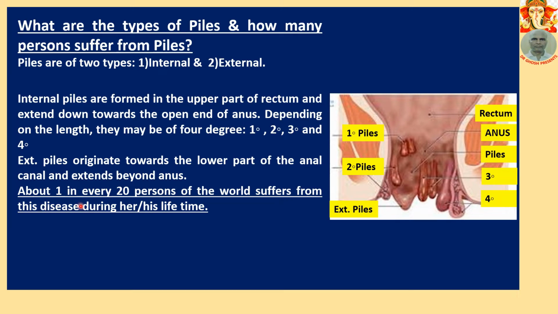About 1 in every 20 persons in the world suffers from this disease during his or her lifetime. Please remember this. This is a very, very common disease in the world.